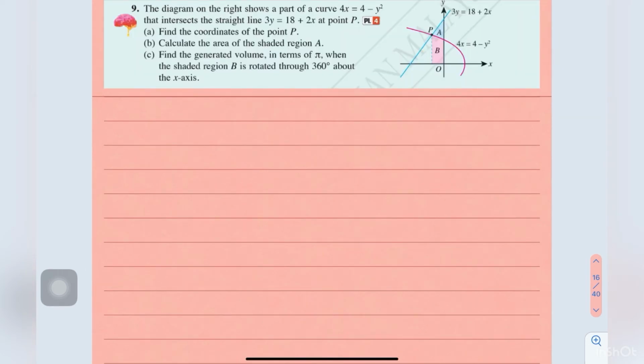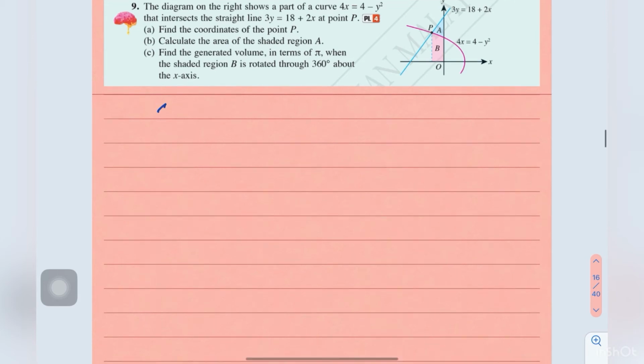Question number 9. The diagram on the right shows a part of a curve for x = 4 - y² that intersects the straight line 3y = 18 + 2x at point P. Find the coordinates of the point P. Okay, point P is the intersection point.